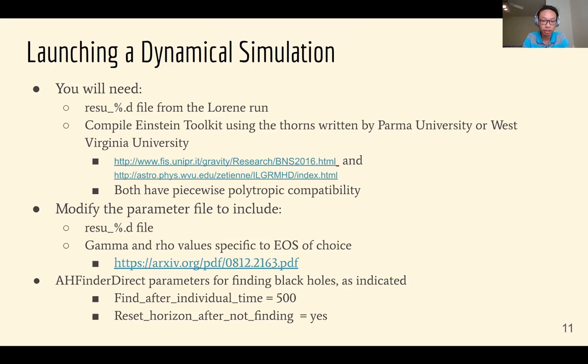Using their parameter files, we modified the parameter file with the gamma and rho values specific to our equation of state, and used the initial data file, which is in the format of a Lorene-generated resu underscore, with the mass and distance of the stars, .d file, to perform the dynamical simulation. Using the Einstein Toolkit, we can also specify AH finder direct parameters, which tell the code to detect a black hole after a set amount of time.